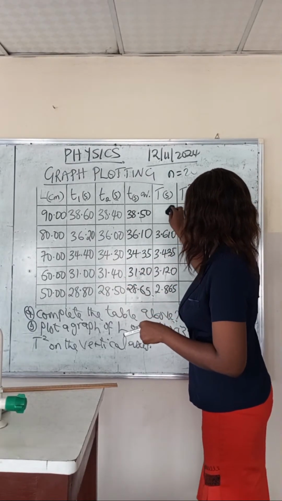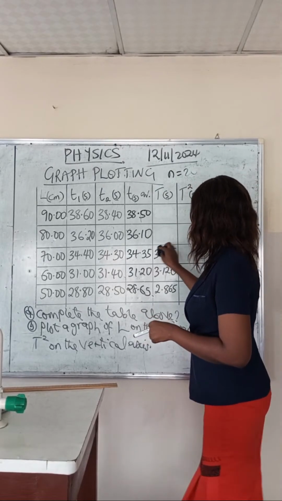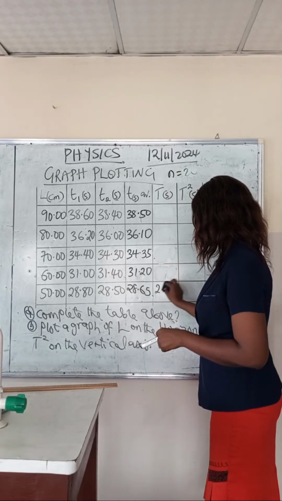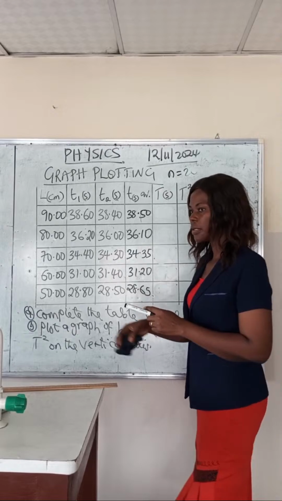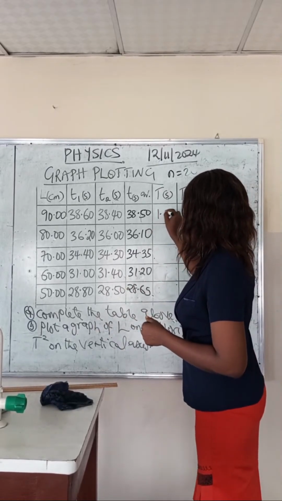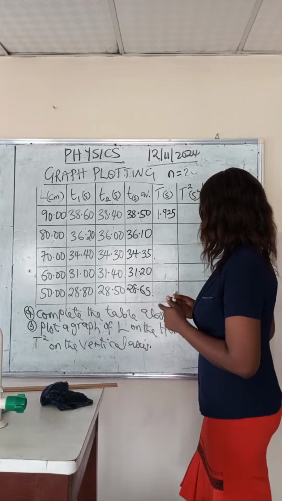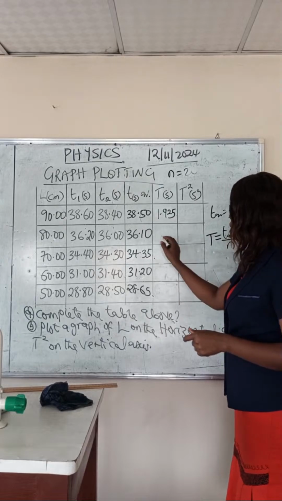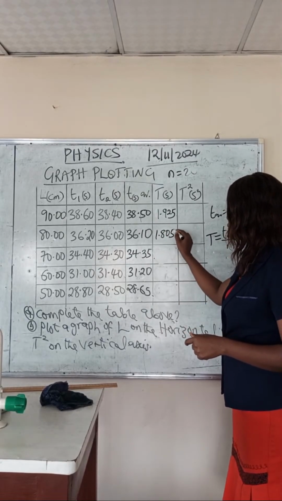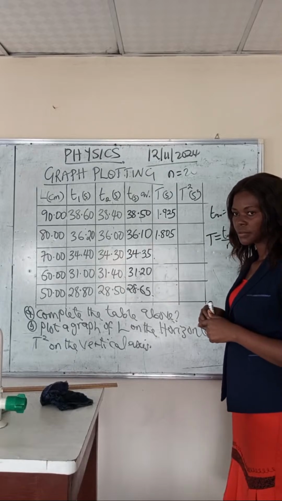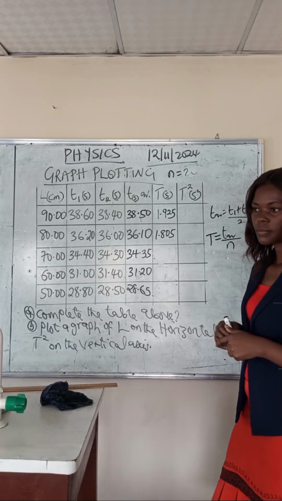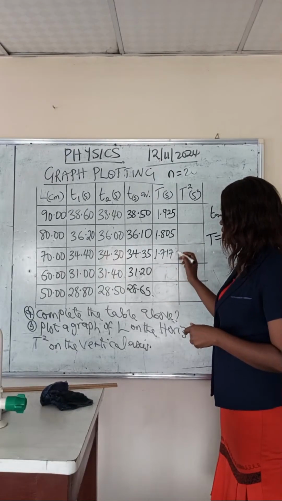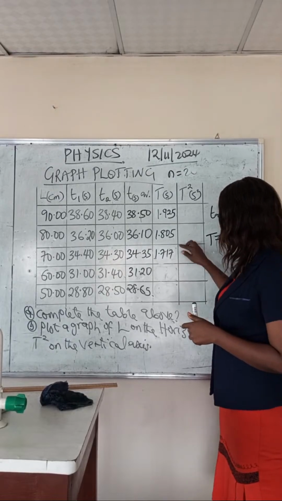So let's divide by what? Divide by 20. 1.925. Yes, it's very small. 1.805. One point 717. 1.717. Okay, 75. Now let's make it 8.